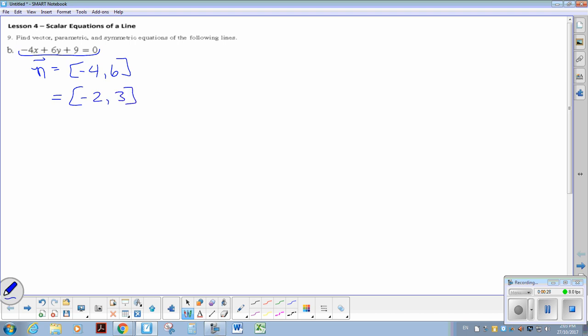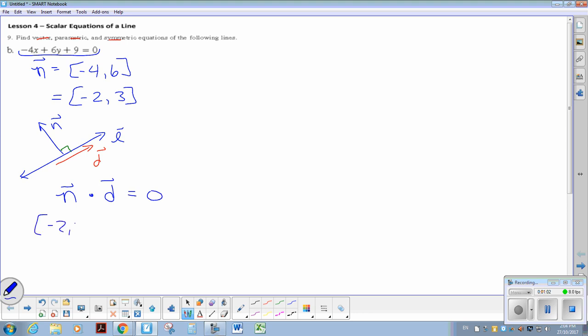For any of these other forms, to get vector, parametric, and symmetric, we need to know a direction vector. So again, remember that for any line in standard notation, we have the normal. For this one, if this represents the line, my normal is right here. So this is the line. We want a direction vector, which is in the direction of the line. Those two are perpendicular to each other, which means that we can find our direction vector by doing the normal dot direction vector has to equal 0.